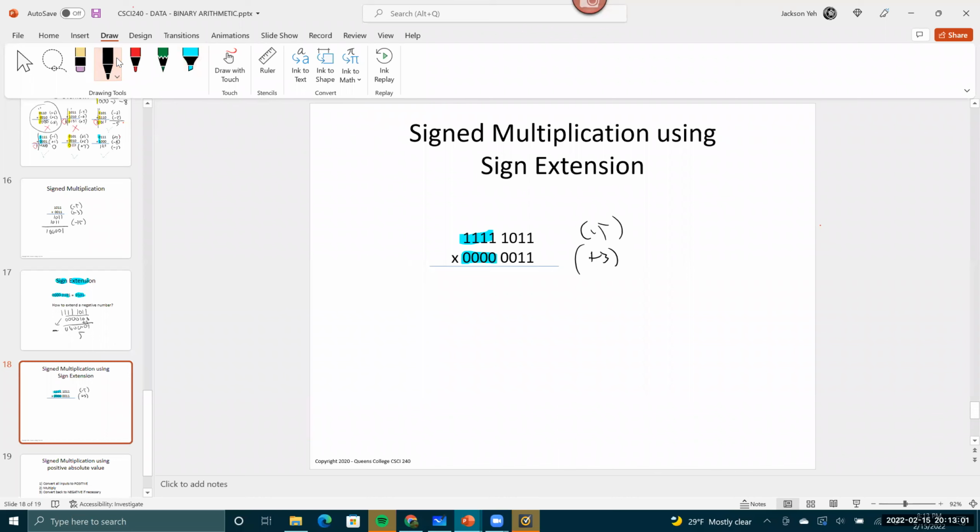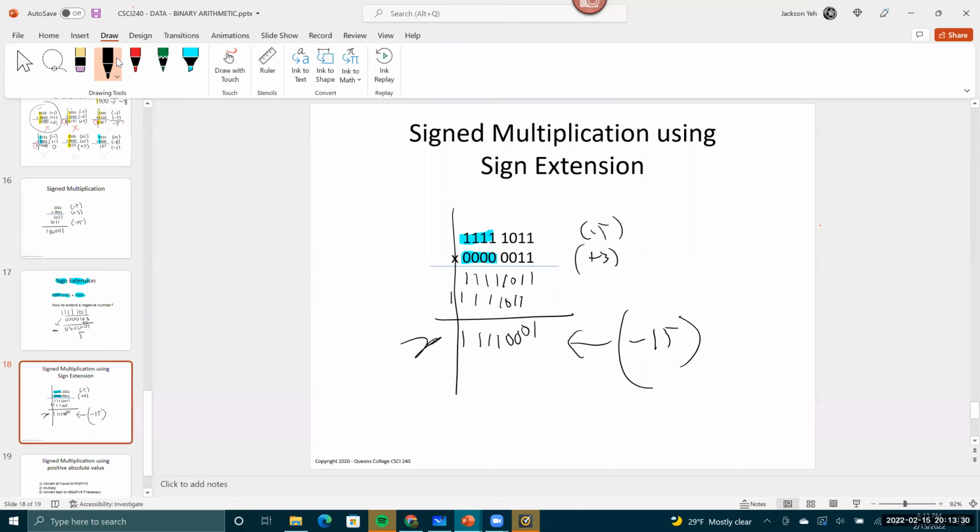Once I double it, then I multiply it straight through. Now, if I add it, 1, 1, 1, 1, and then I can chop it off there because I don't care about the overflow. If you look at this answer, this is -15.